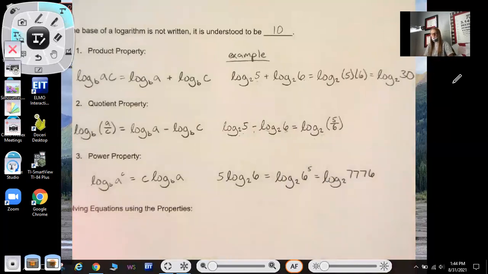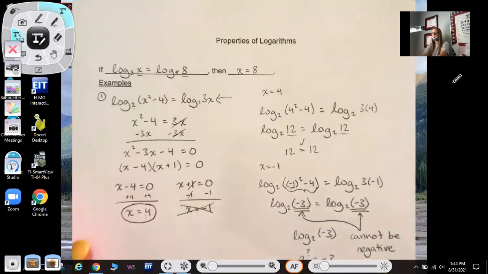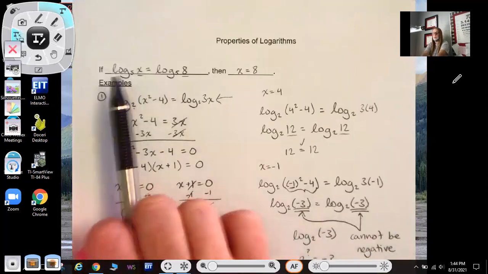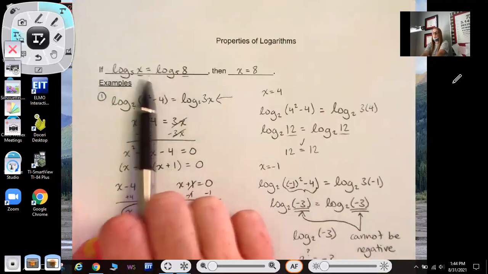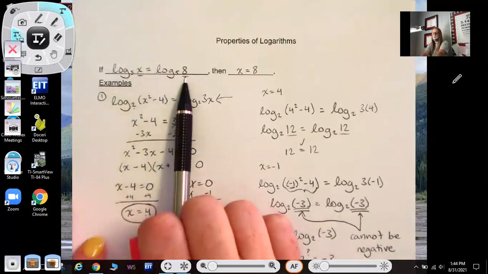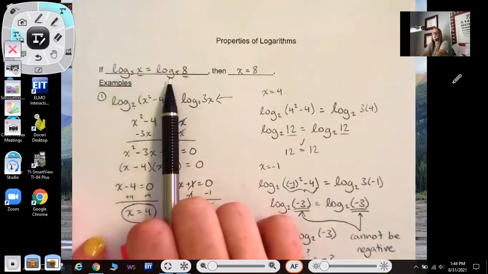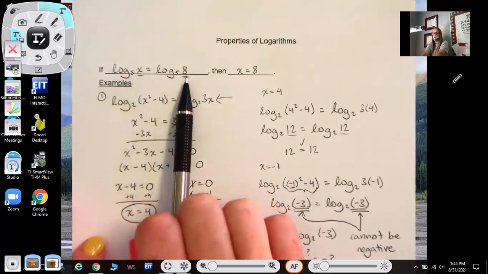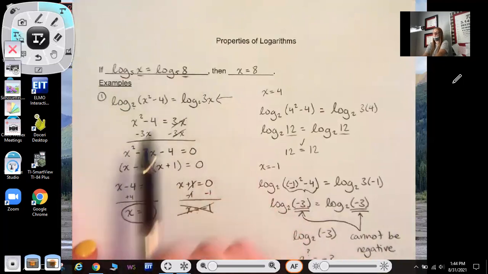Really quickly, just so that you guys who weren't here yesterday know what I'm talking about. The property on the front just tells us that if we have two logarithms that are set equal to each other, as long as they have the same base, whatever is here where the x is has to equal whatever's here where the 8 is. In order for these logarithms to have the same value, x has to be equal to 8. And we use that property to help us solve for x in some problems.